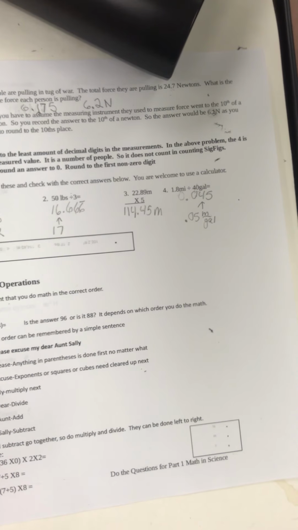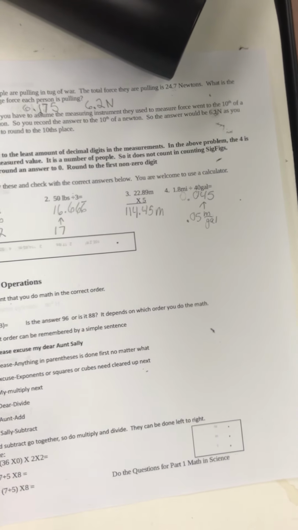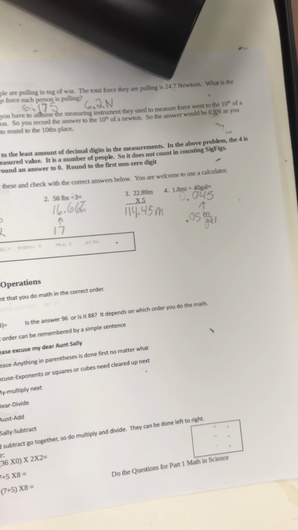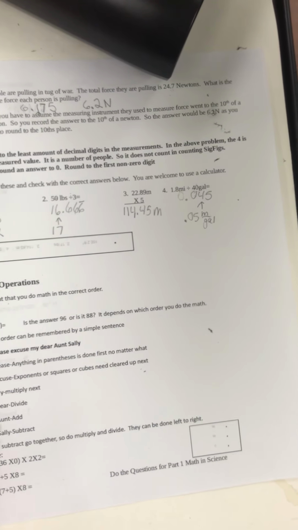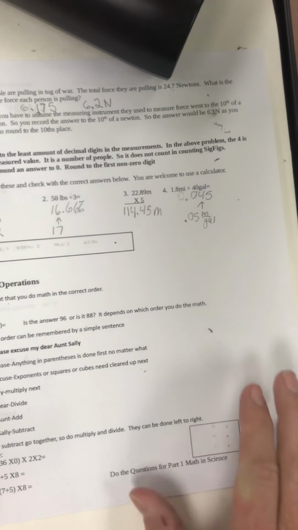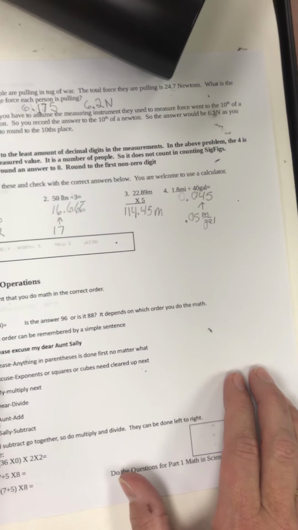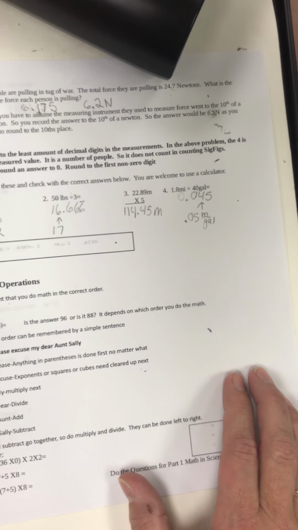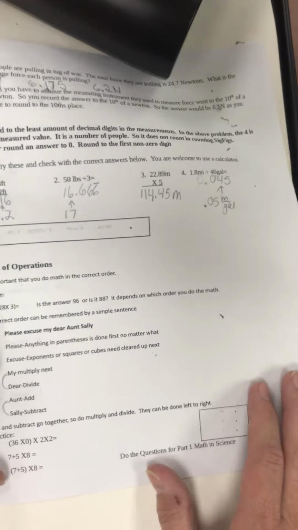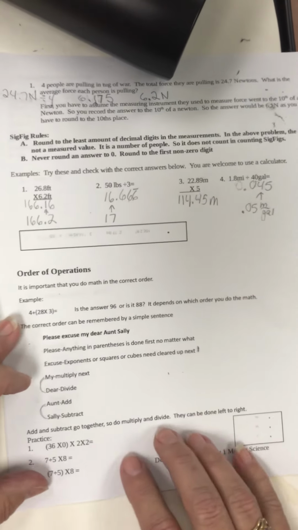Exponents, squares, or cubes for my class. We don't really have any other exponents in here. My, multiply, dear, divide, Aunt, add, Sally, subtract. And if everything left in the problem is multiply and divide, you can just do it left to right. And if everything left in the problem is add or subtract, you can do those left to right. So what we're going to show you is that it does make a difference. It does make a difference.